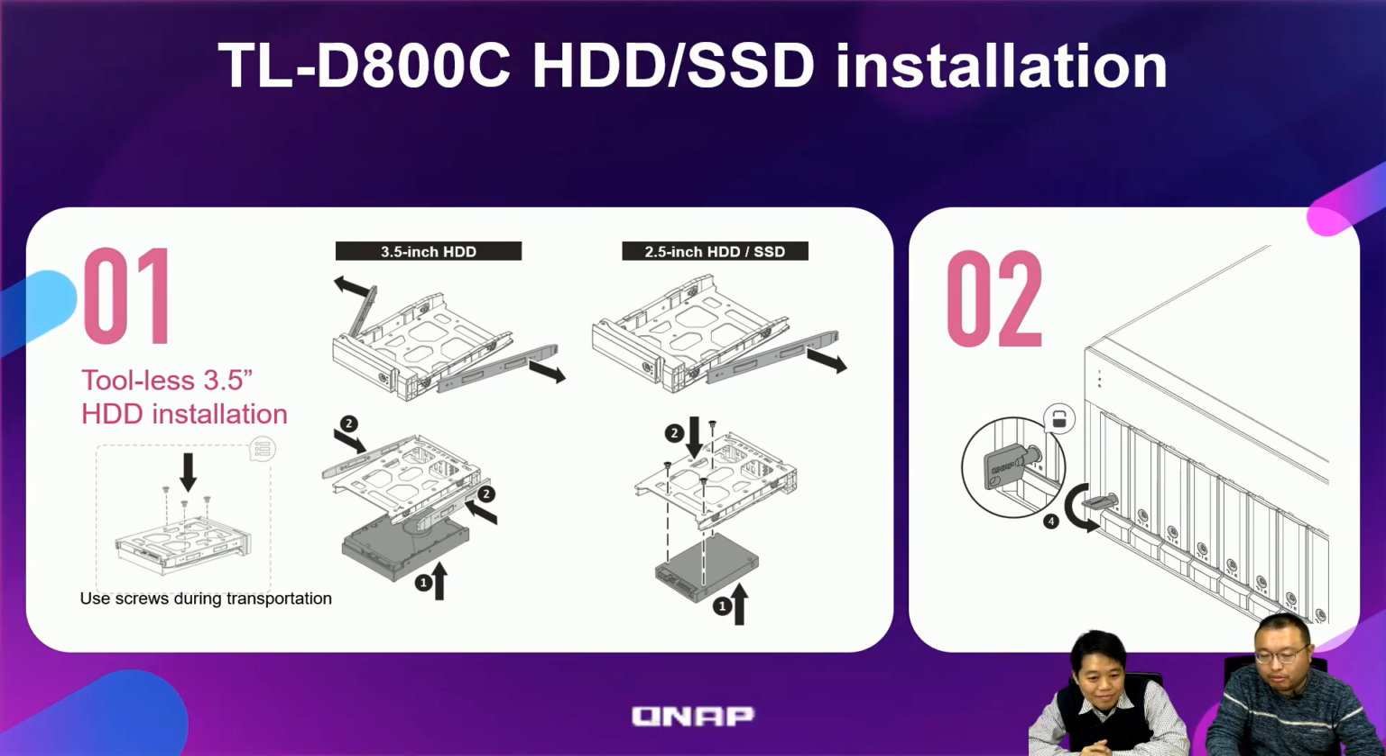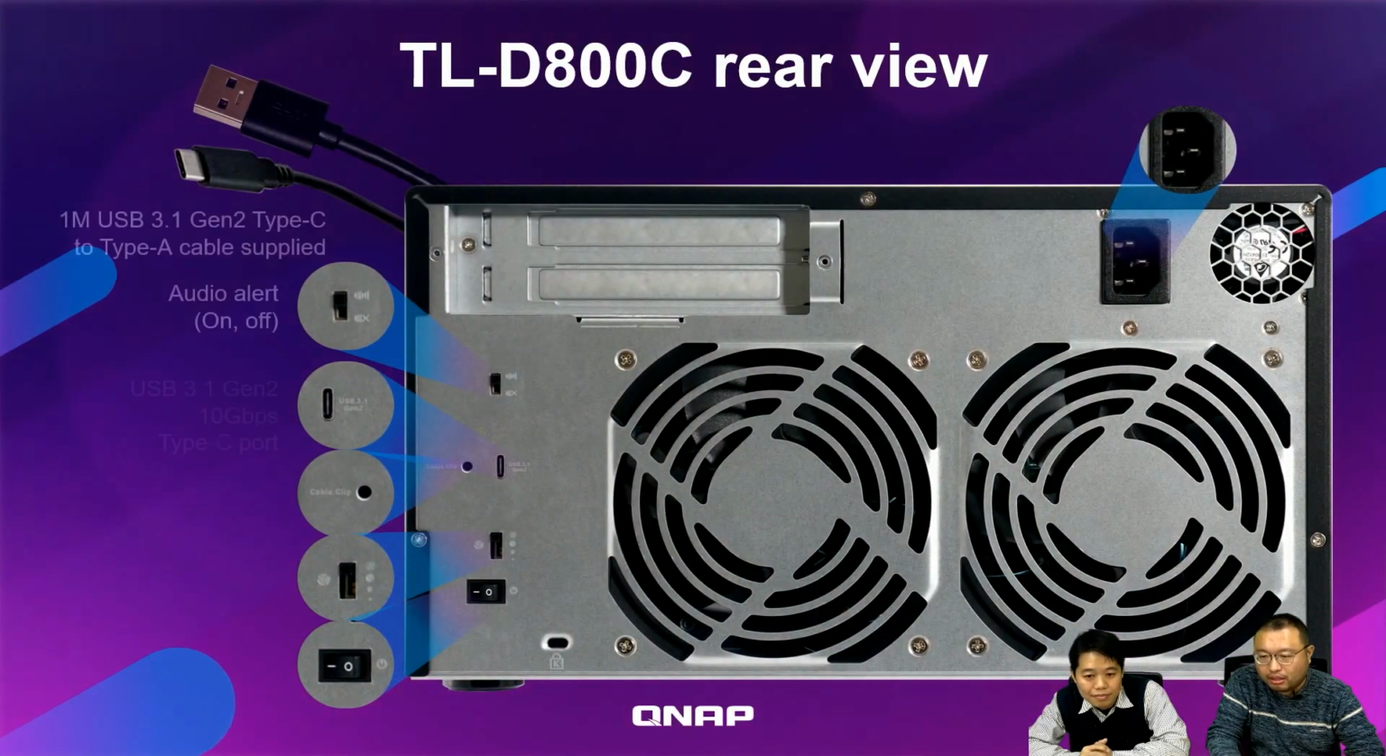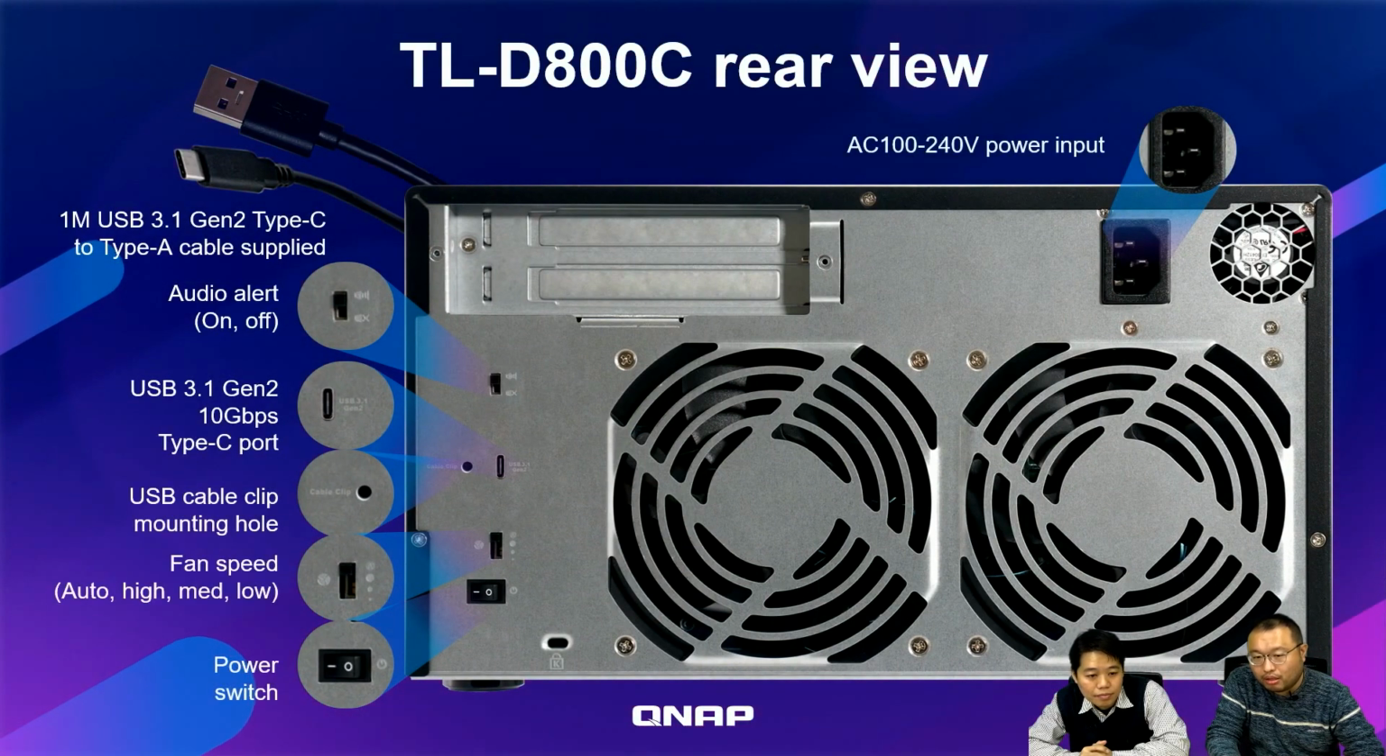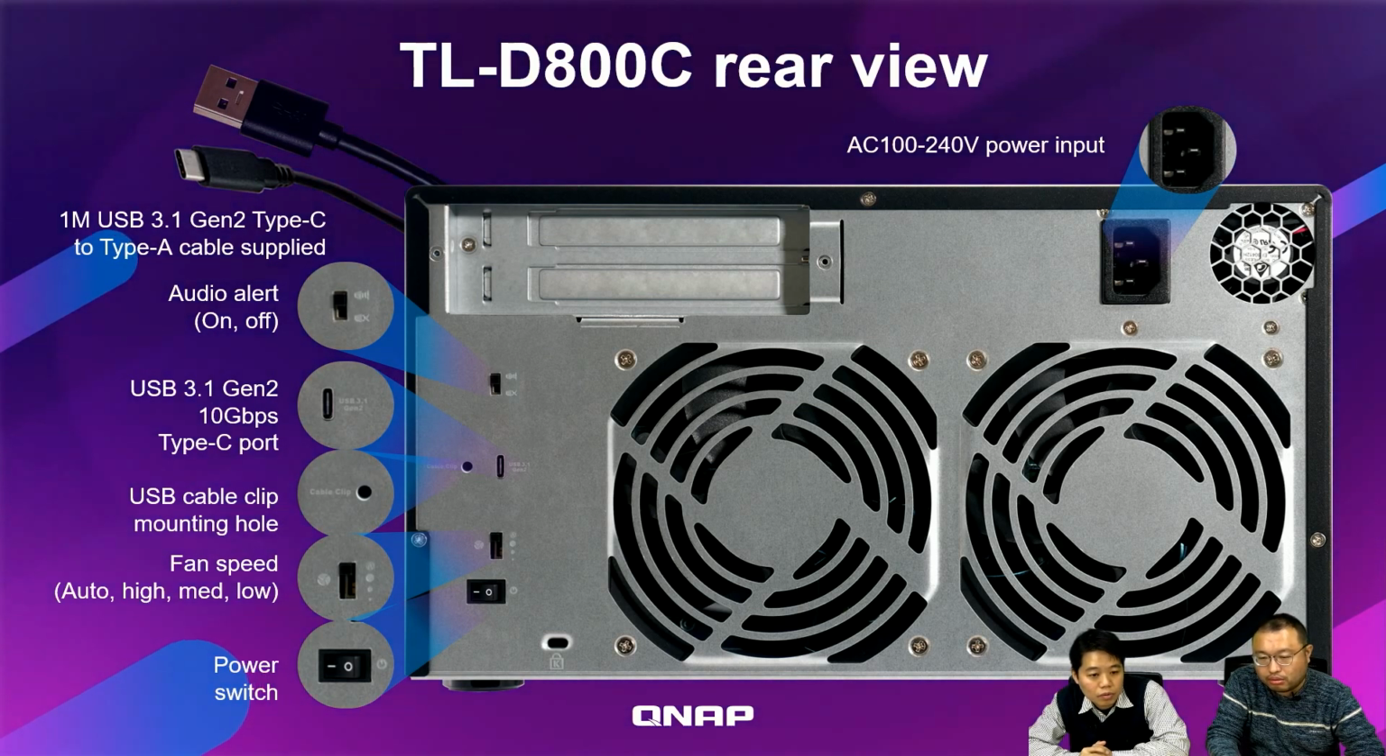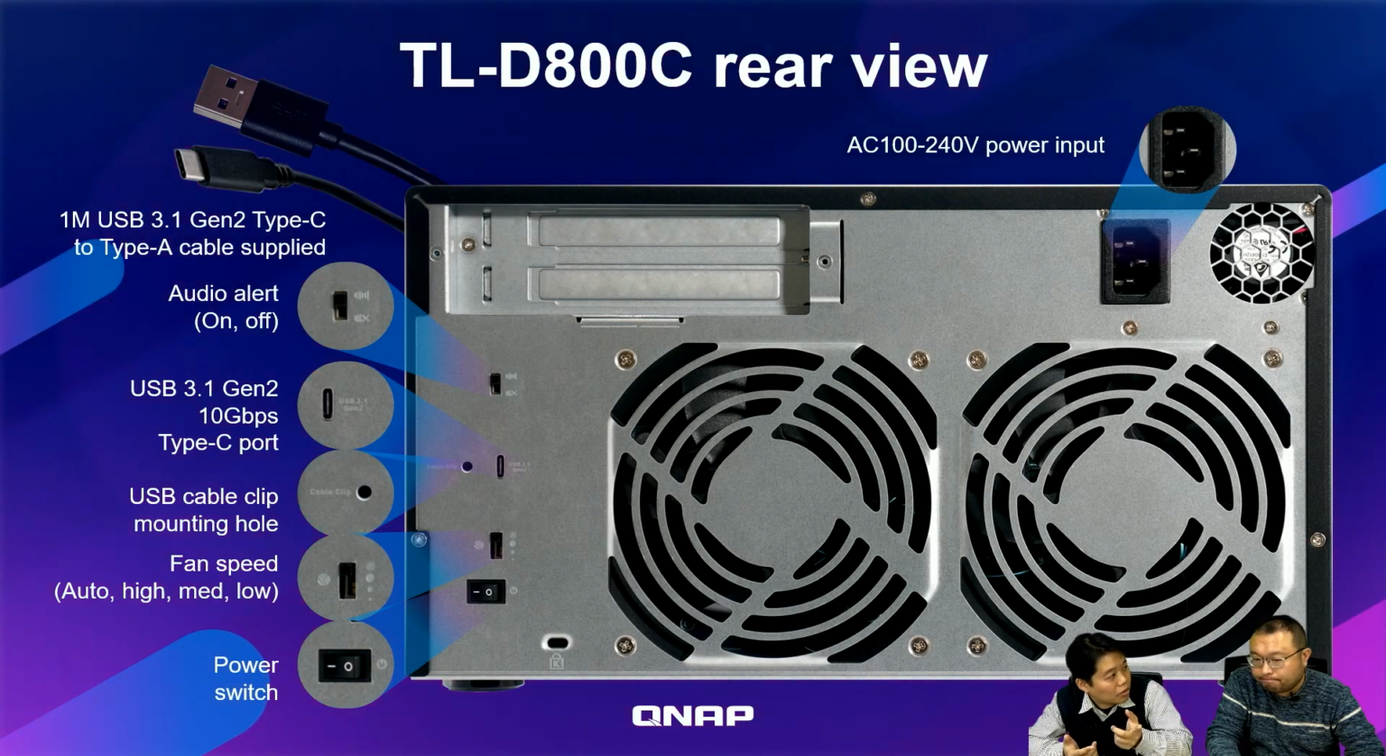Now, about the rear side of the JBOD. First of all, we include a 1 meter long USB Gen2 Type-C to Type-A cable, so you can connect it to your computer or to the NAS. Like I mentioned before, why only 1 meter? 1 meter is the most common length and should be sufficient for most people. And 1 meter is usually also the USB recommended cable length, so it's a standard.